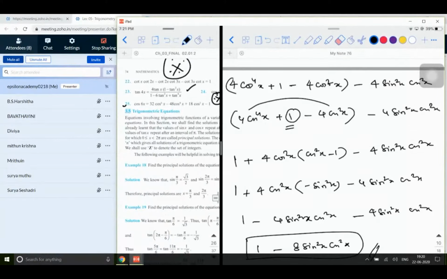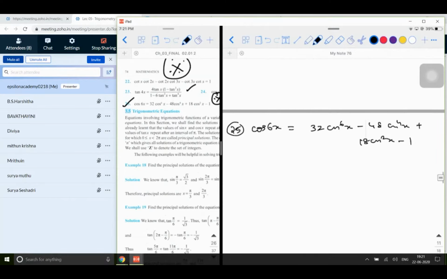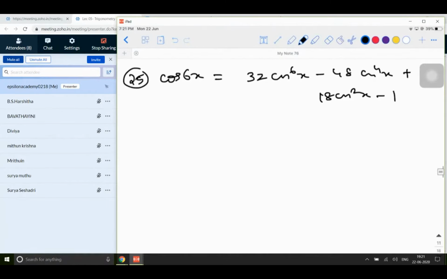Okay. We'll do one last problem. So the 25th one is cos 6x is equal to 32 cos power 6x minus 48 cos power 4x plus 18 cos square x minus 1. So this is what we are supposed to prove. You people tell me, how shall we proceed?